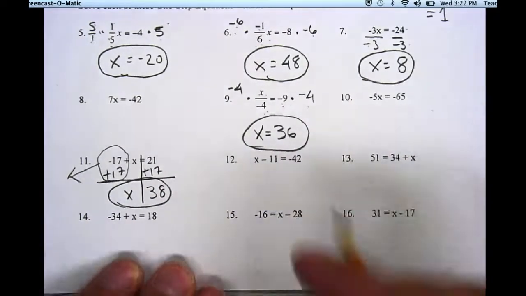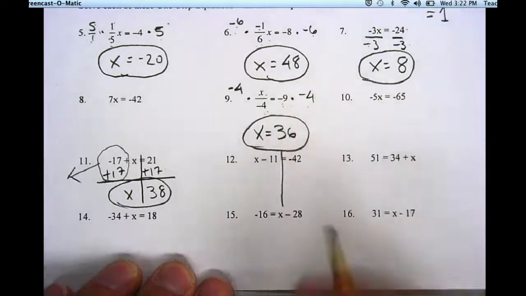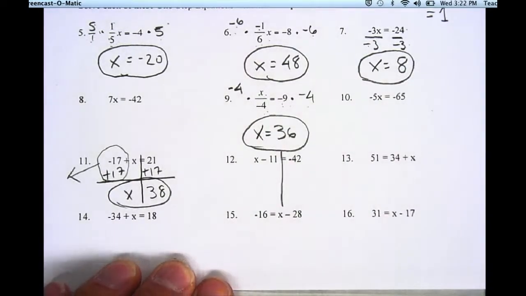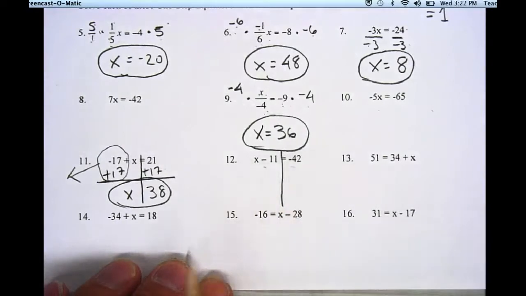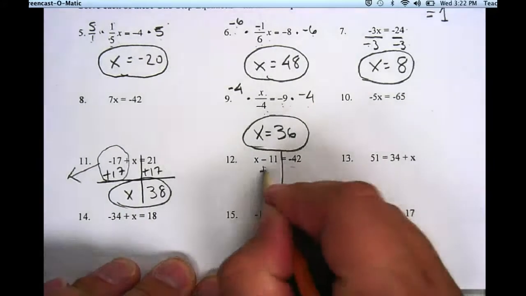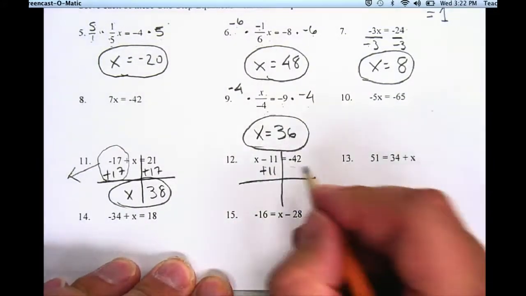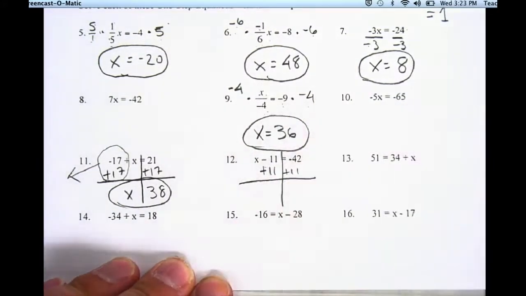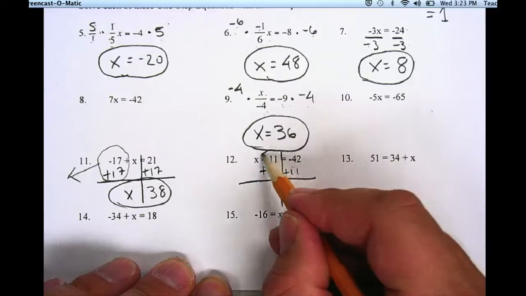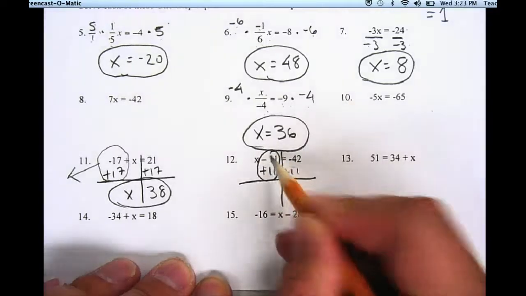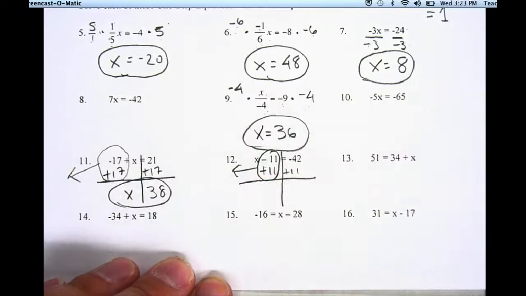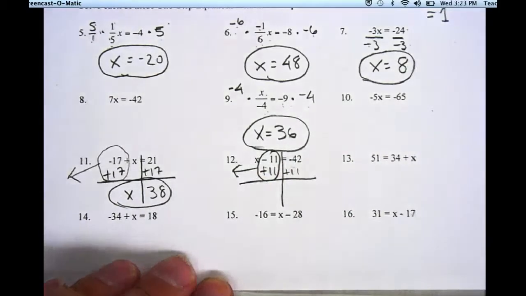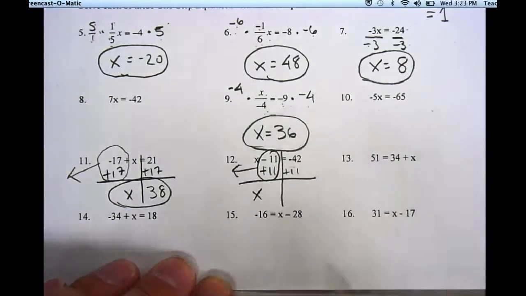Okay? The next one, I've got to create a 0 with my variable. Now I have an x, a negative 11, and a negative 42. To create a 0 with this negative 11, I've got to add 11. But if I do it to one side, I have to do it to the other side also. Now on the left side of the equation, I have x, negative 11, and positive 11. My negative 11 and positive 11 created a 0, so they're gone. So all I have left is just x on the left side.